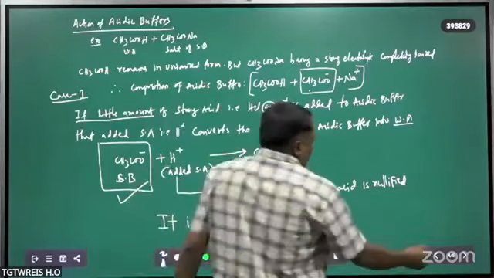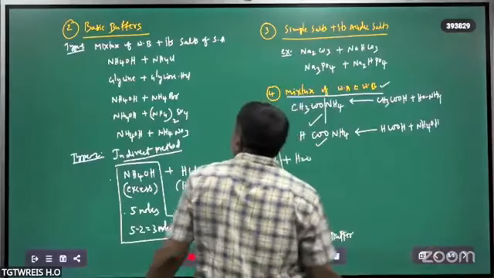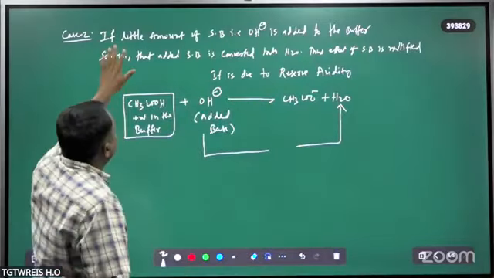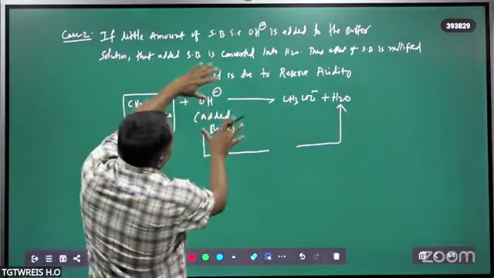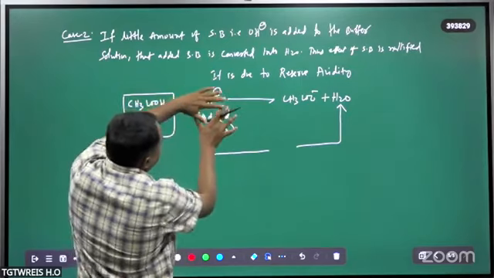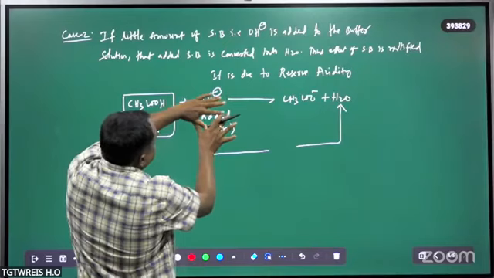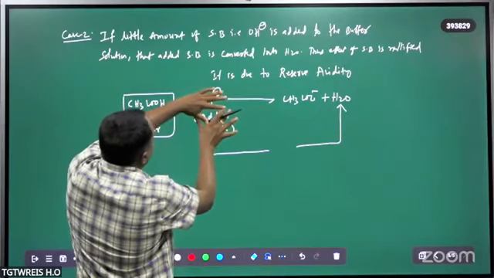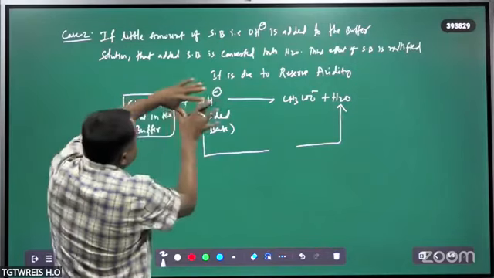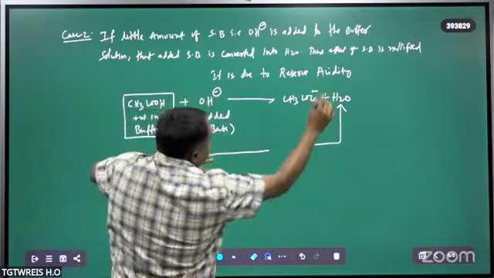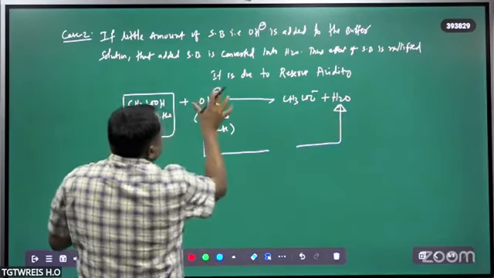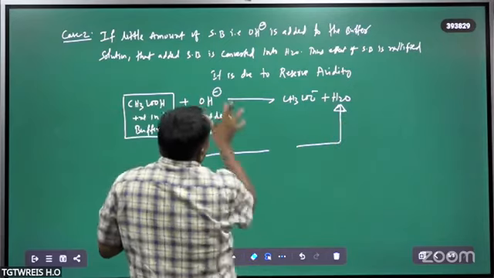In the same manner, here we are adding one strong base. OH minus is a strong base, or NaOH is the added base. This is a strong base. Whenever you add it to this buffer solution, this added base is converting into what? Water. This added base is converting into water.